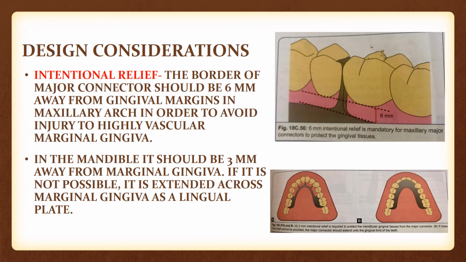What are the design considerations of major connectors? These are the general design considerations when you're designing any major connector, irrespective of whether it is maxillary or mandibular. The first one is intentional relief. The border of the major connector should be 6 mm away from the gingival margin in the maxillary arch in order to avoid injury to the highly vascular marginal gingiva.